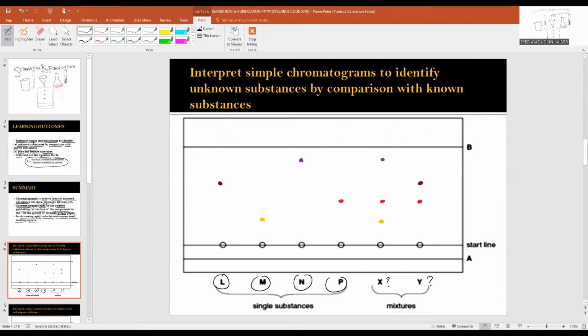You can see Y contains L and P only, as it is revealing only red and brown spots. This is the red spot and brown spot. So it contains L and P.